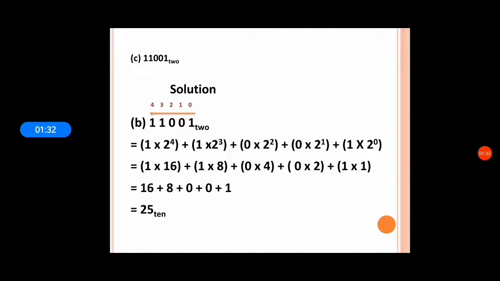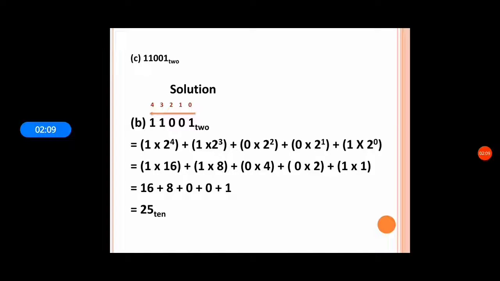So we have 1 times 2 raised to the power 4, that's 1 times 16, that is 2 times 2 is equal to 4, 4 times 2, 8, 8 times 2, 16. Then we have plus 1 times 8 plus 0 times 4 plus 0 times 2 plus 1 times 1. So 1 times 16 is 16 plus 1 times 8 is 8 plus 0 times 4, that is 0, plus 0 times 2, which is 0, plus 1 times 1, which is 1. So 16 plus 8, that is 24 plus 1, and that is 25. So this is how we convert numbers from base 2 to base 10.